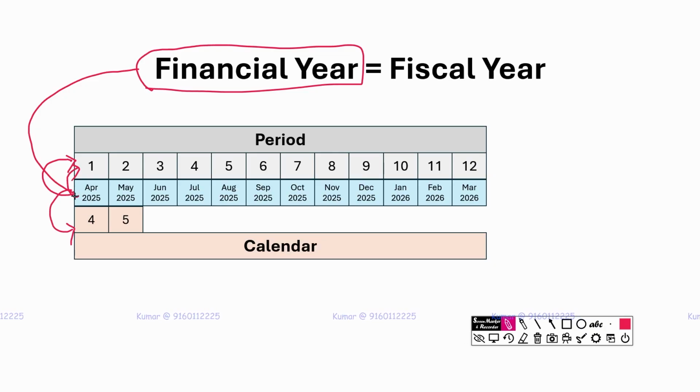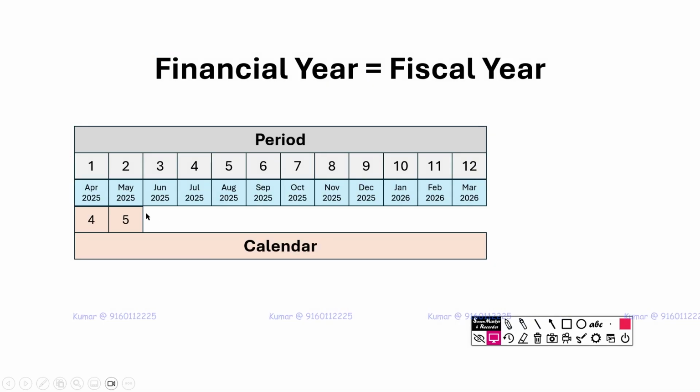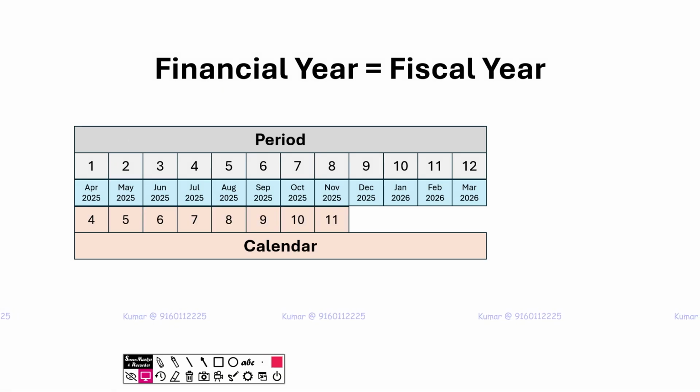But as per the calendar, April will be the 4th month. In the same way, May will be the 5th month as per the calendar year, and the same May will be the second period as per the financial year. Next, as we go in sequence: April, May, June, July, August, September, October, November, December are 4, 5, 6, 7, 8, 9, 10 in the calendar. The same months will be 1, 2, 3, 4, 5, 6 like that in the financial year.